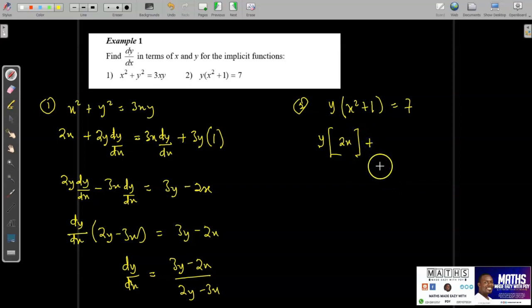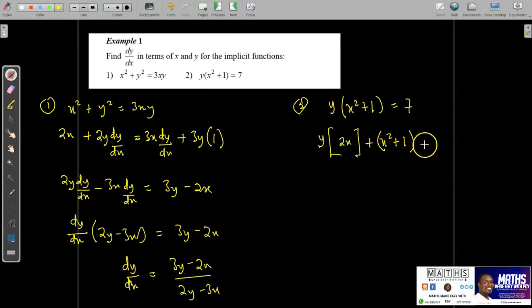Plus, we go ahead with our product rule. So we maintain the second function. Our second function is x squared plus 1. That's our second function. And we differentiate the first function, which is y. When you differentiate y, what do you obtain?